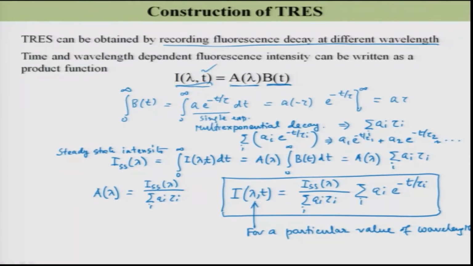And so, if you have different wavelengths, then for a particular time you can plot the intensity at different lambda, that means different emission wavelength. So, that can be calculated from here. This is nothing but the lifetime of the molecule, and here is my steady state intensity, and here is again the lifetime component a_i and tau_i.